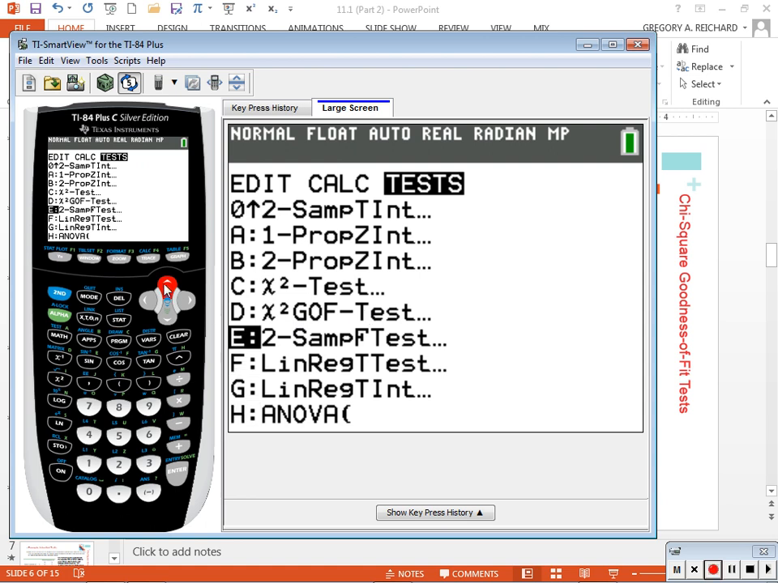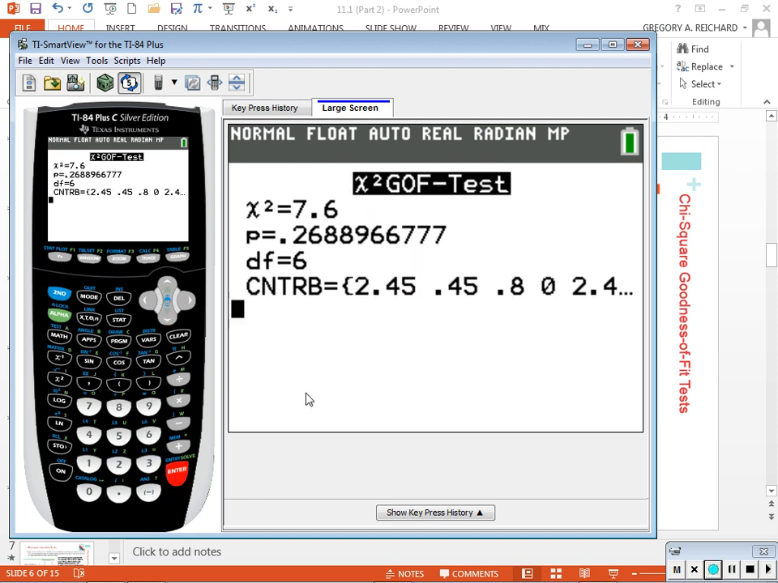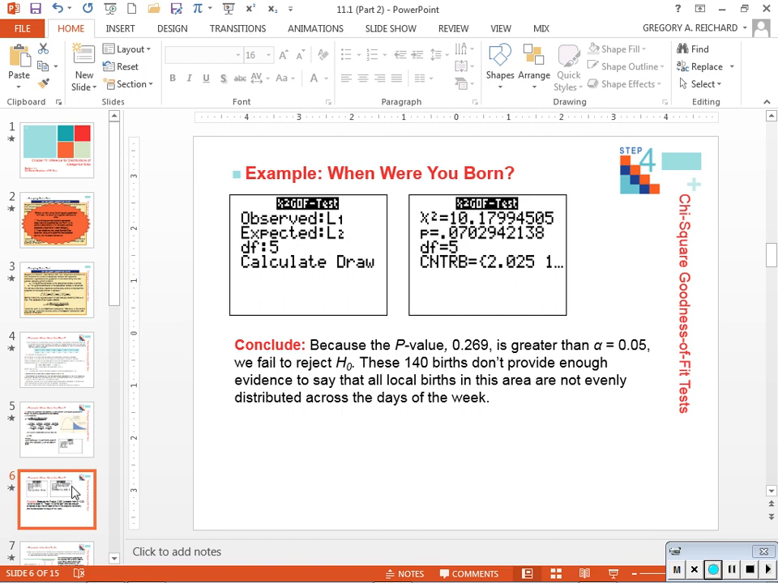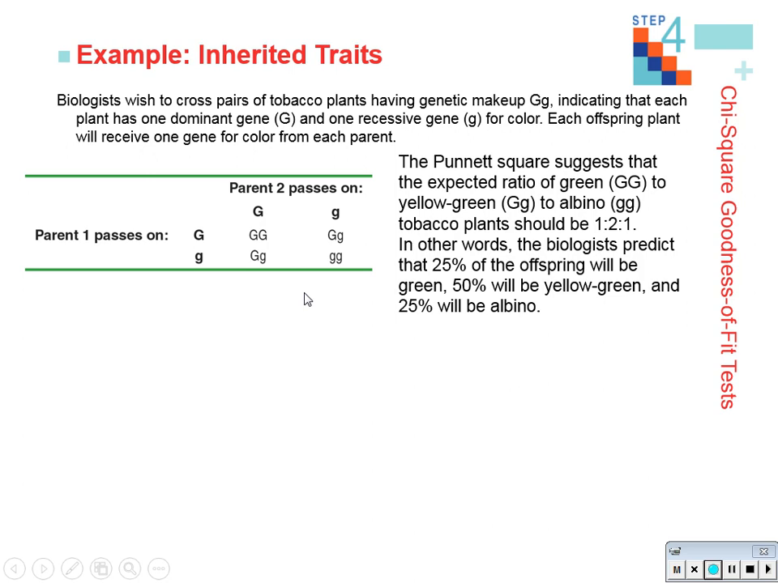So I'm going to go to here, and then I have my observed counts in L1 and my expected counts in L2. In this case, I have 6 degrees of freedom because there were 7 days of the week. So when I go to Calculate, here's the test statistic and here's the p-value. So that's how you can use your calculator to get the two values that you need from the do part in a real quick and easy way. So that's just some different things with the calculator in regards to the test statistic and the p-value.